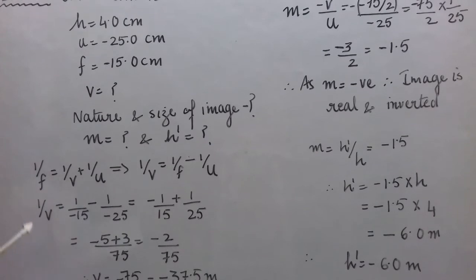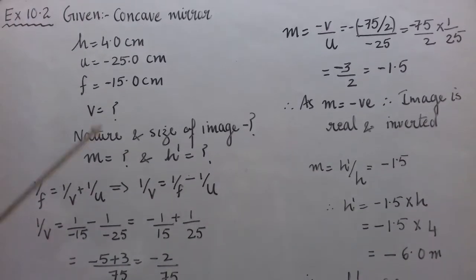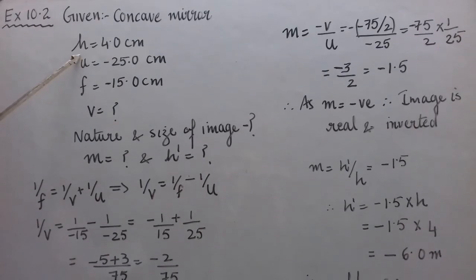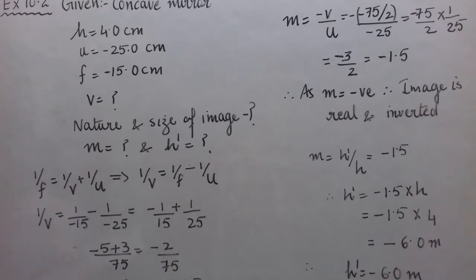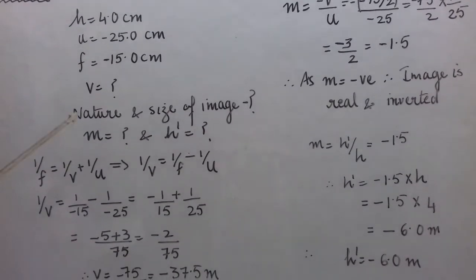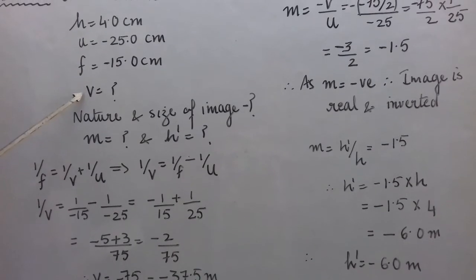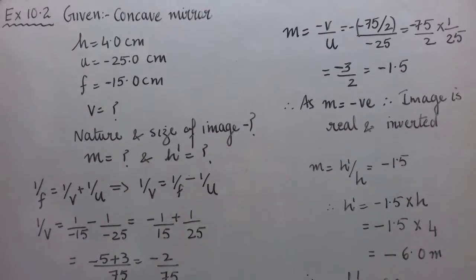This is the numerical which is similar to the previous one, but the only difference is here the height of the object is given. So you have to find the exact height of the image, and instead of asking position, they have put the question in a different form, but indirectly it means you have to find v only. I hope it is clear. Take care of the sign convention.